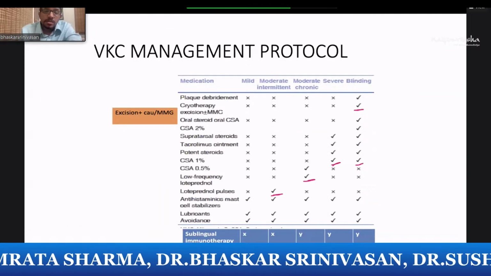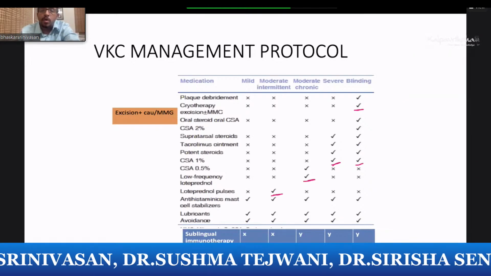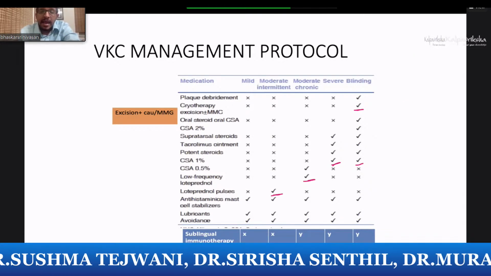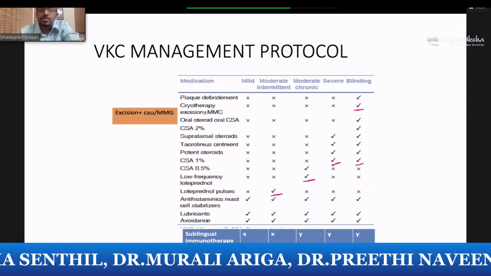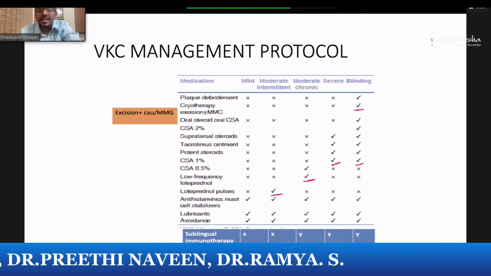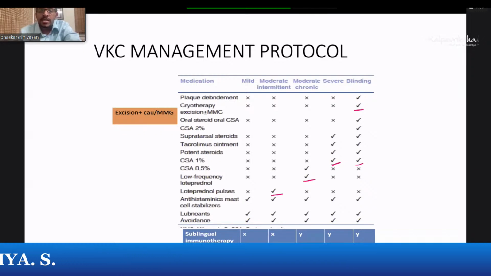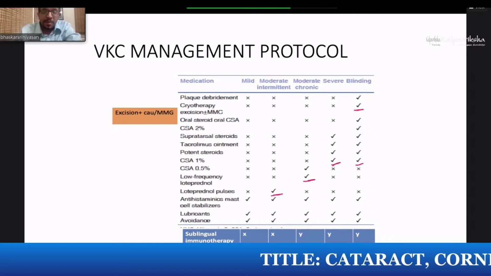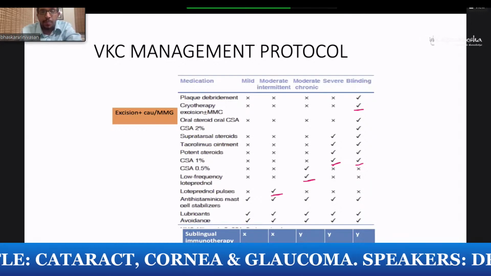This is taken from the article in IJO by Nikhil Gokhale, where he has graded the VKC into mild, moderate intermittent, moderate tonic, severe, and blinding, and gives you the list of options that we have medically, starting off with avoidance and lubricants to immunomodulators and even systemic therapy with immunomodulators. And in severe cases like very recurrent shield ulcers with giant papillae, you might want to consider excision along with mucous membrane grafting and debridement of the plaque in terms of a shield ulcer, which might be required. Sublingual immunotherapy is also being tried in certain cases where it is associated with systemic atopy.